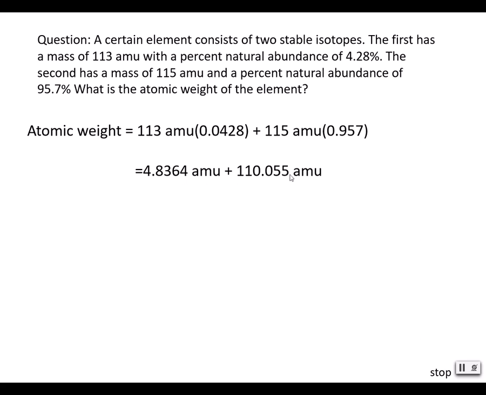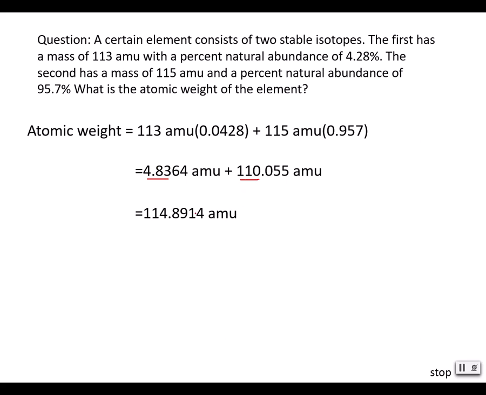And I'm not going to be particularly picky with significant figures for this particular problem, but just to belabor the point, if I wanted you to answer this with proper sig figs, when you multiply, remember we care about the total number of sig figs. So the 4.83 would be significant. This also has 3 sig figs, so the 110 would be significant. Then when I add, I care about the number of sig figs after the decimal. Well, this has 2, this has none.